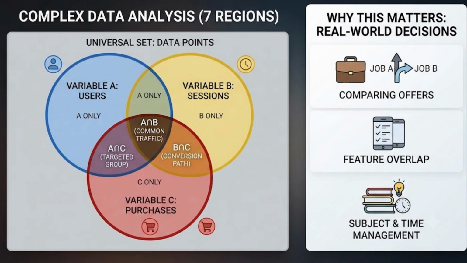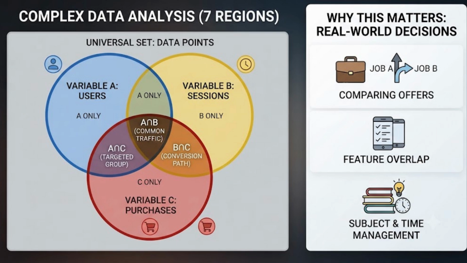Now, what happens when life gets more complicated? You can add a third circle. Suddenly, you have 7 distinct regions. It looks a bit like a flower. This is used in professional fields like computer science and data analysis to find exactly where variables intersect. It's actually the foundation of set theory. Whenever you search for something on Google or filter items on an Amazon shopping page, you are literally using a digital Venn diagram to narrow down your results.